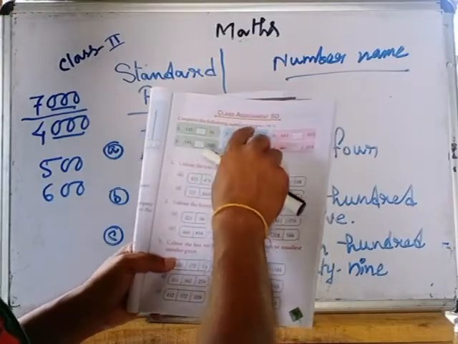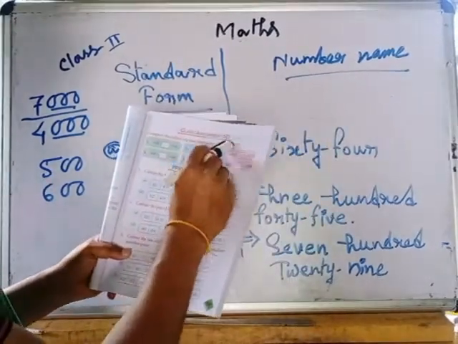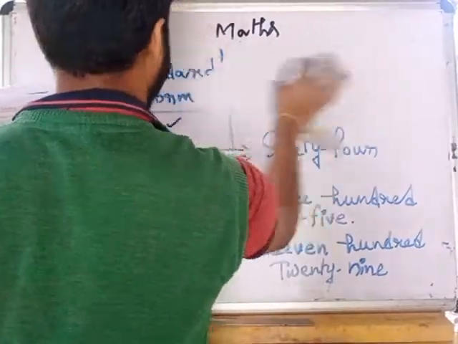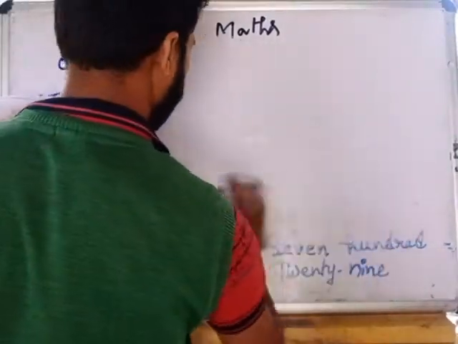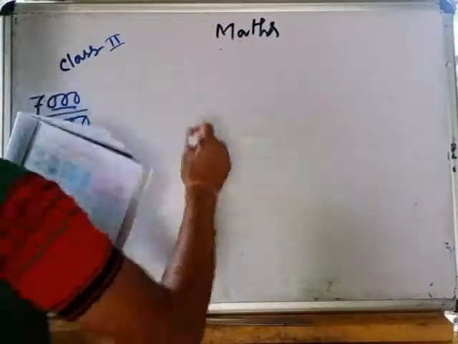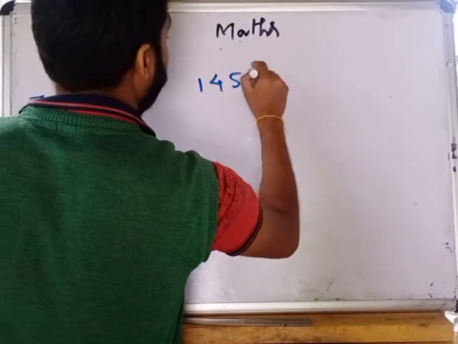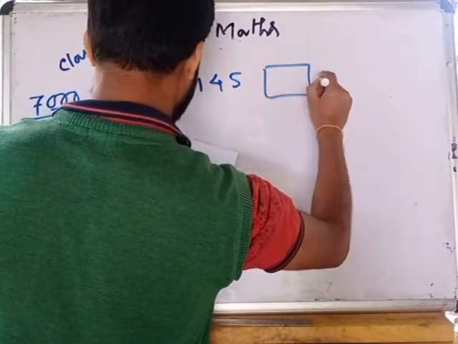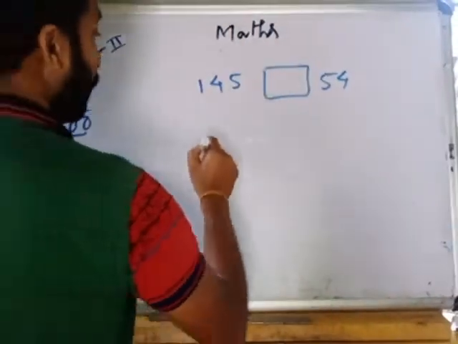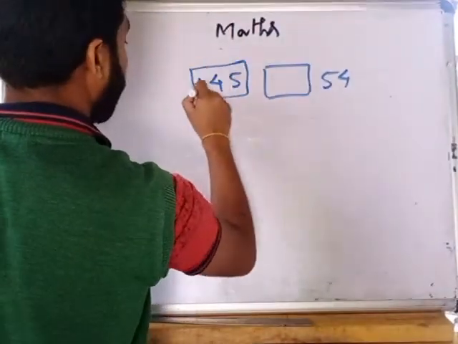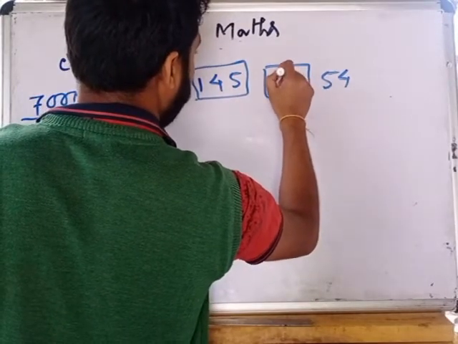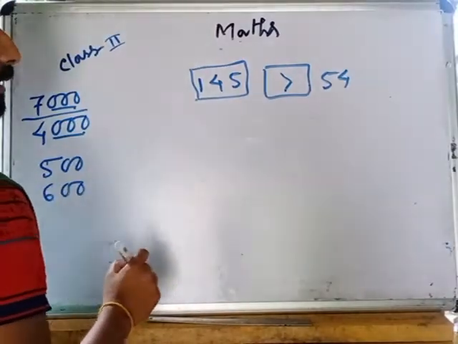Okay, using greater than or less than. Which one is greater or which one is less? Suppose it is 145 in the box here and 54. Which one is greater? If the first one is greater, we should write here the greater than sign. It is called the greater than.